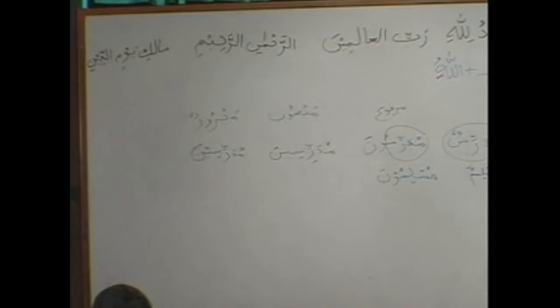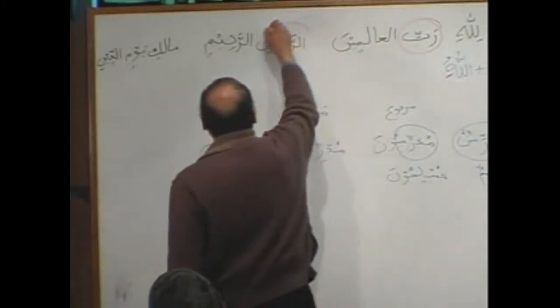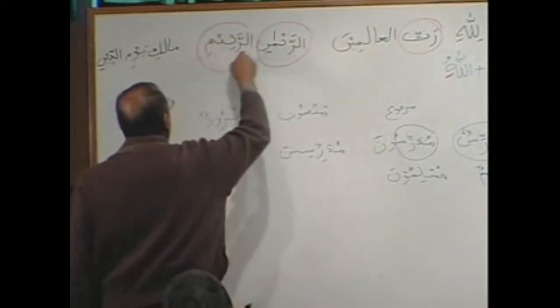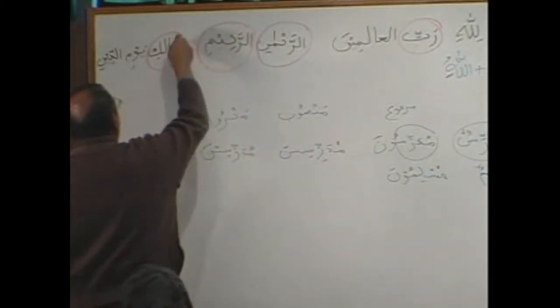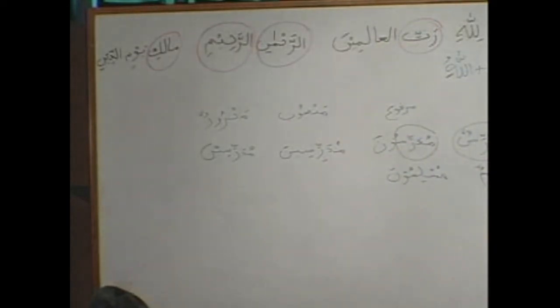And not Maliku? Maliki, why? Because it will go back to Allah. That is also a naat. Are you with me? So, brothers and sisters, this is your naat. This is your naat. This is your naat. And this is your naat. All of them are naat. And where is the manu'ut? Allah. Allah, he is your manu'ut.